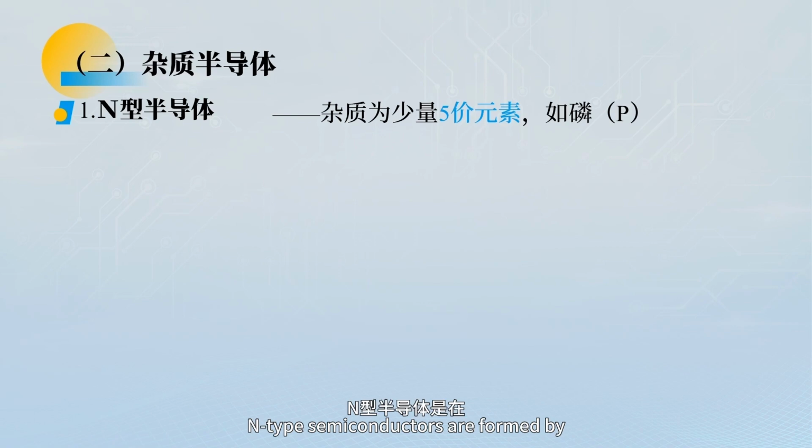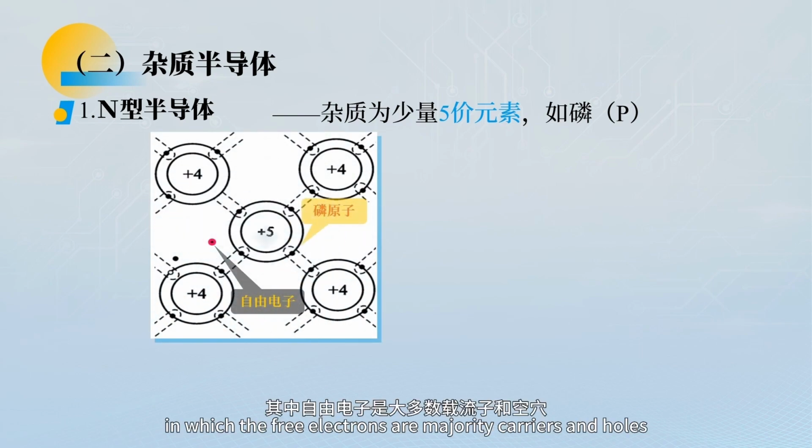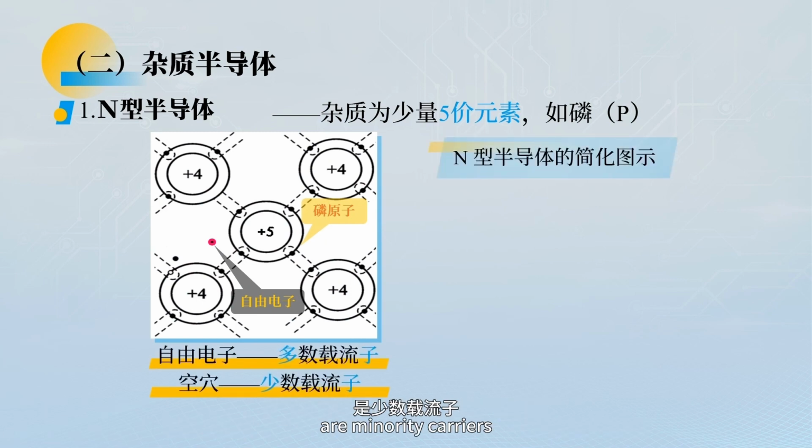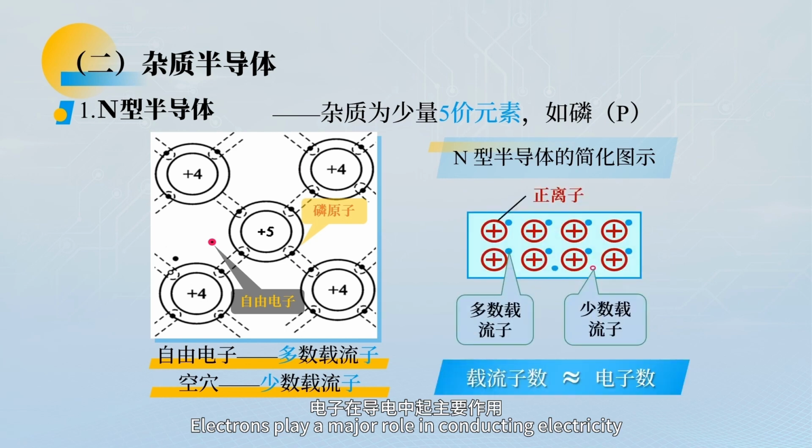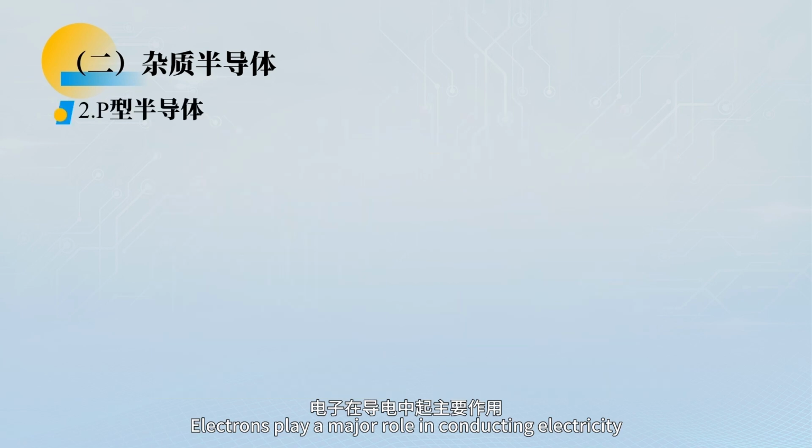N-type semiconductors are formed by doping intrinsic semiconductors with 5-valent elements, such as phosphorus, in which the free electrons are majority carriers and holes are minority carriers. Electrons play a major role in conducting electricity.